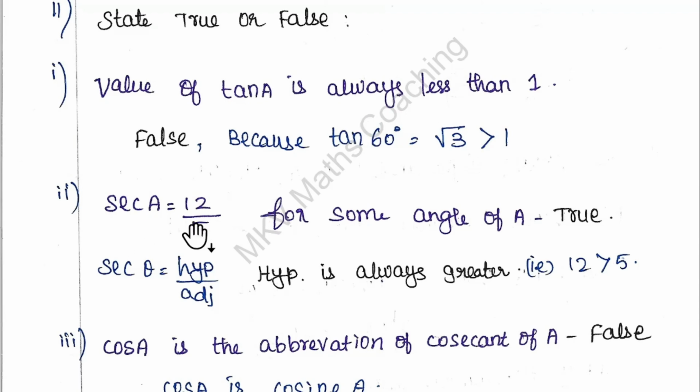So it is false. Next one, secant is 12 by 5 for some angle A. Is it true or false? You know the secant formula, hypotenuse by adjacent, right? Hypotenuse is always greater than the other two sides, right? So can you see hypotenuse is greater here? So 12 is greater than 5, so you can say it is true.